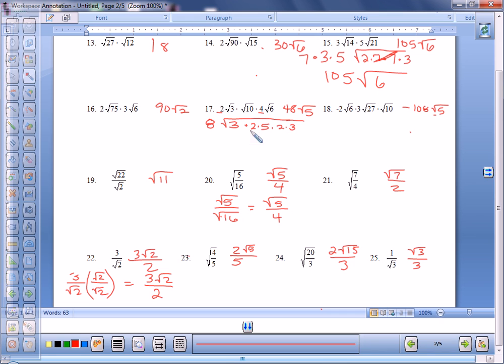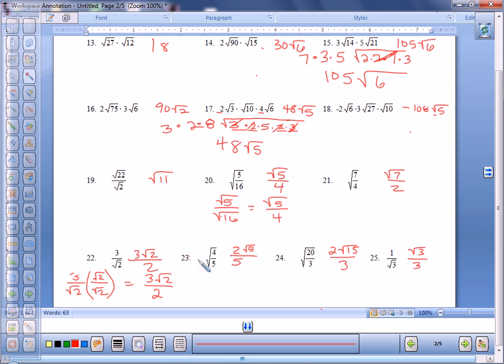So now, 2 times 2 is 4. What's the square root of 4? 2. So the square root of 4 is 2. 3 times 3 is 9. What's the square root of 9? 3. So I can bring out a 3. So that gives me 48 root 5. I see.